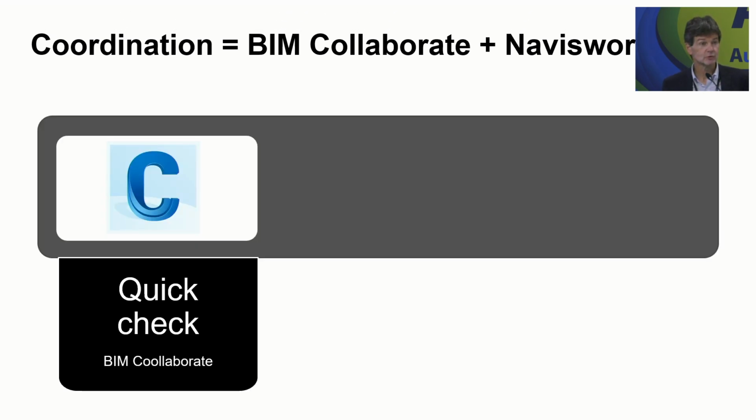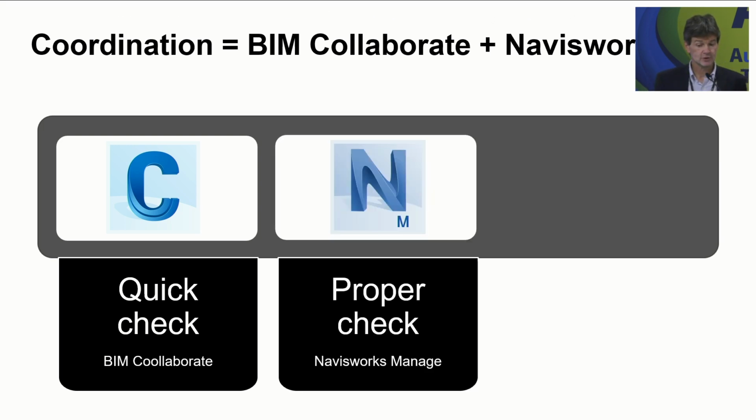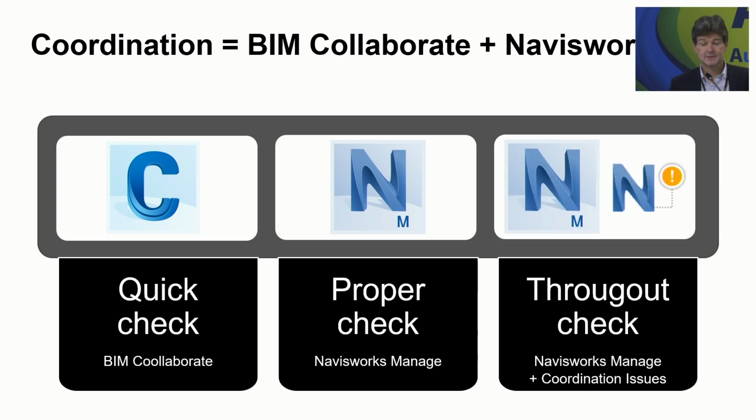You can do a quick check in Cloud, and you can have a very clear understanding, okay, I have these problems, I can start to solve them, so I can start to communicate it. Then you have Navisworks for the proper check. But the best way is something which is possible with Navisworks and an add-on called Coordination Issues, which you can download freely from the App Store, and you can work together, Navisworks and Cloud.